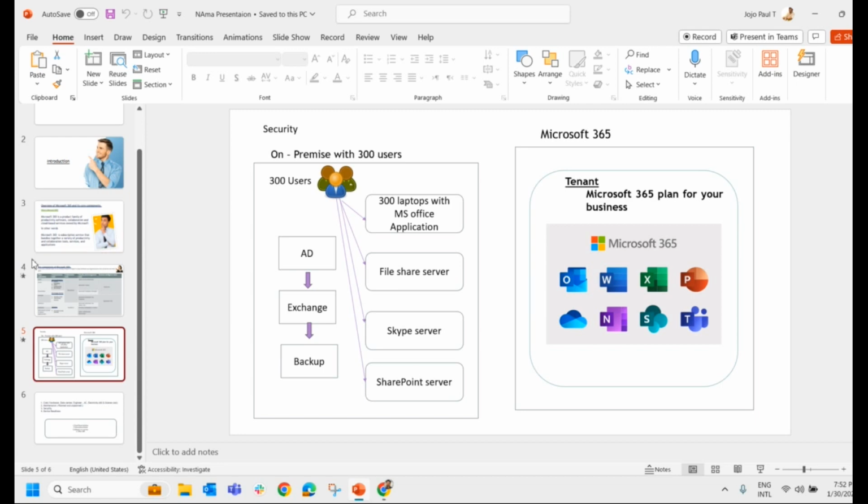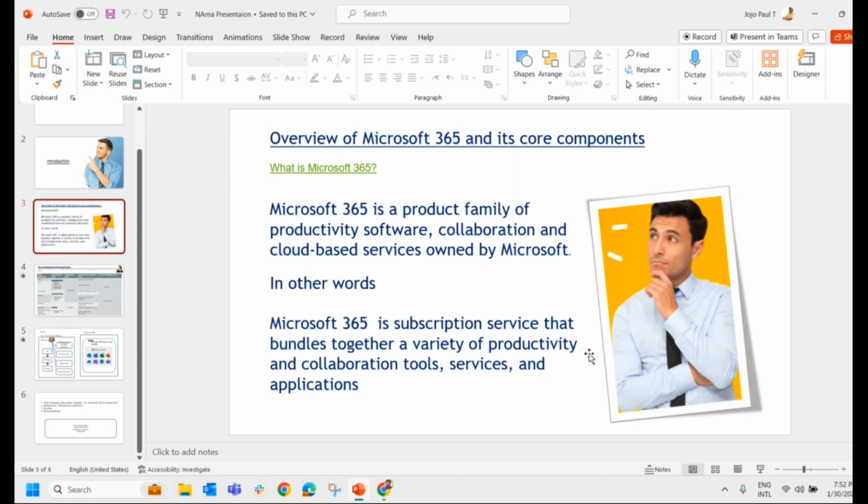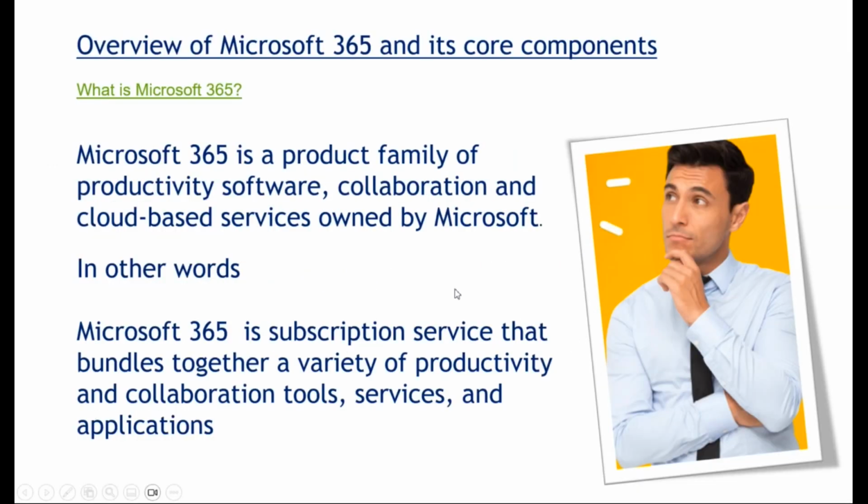Now we'll go back to the definition and understand what exactly Microsoft 365 is. So let us get into that. Here we have the definition. What is Microsoft 365? Microsoft 365 is a product family of productivity software, collaboration software, and cloud-based services owned by Microsoft. This is one definition. And the other definition is that Microsoft 365 is a subscription service that bundles together a variety of productivity and collaboration tools, services, and applications.